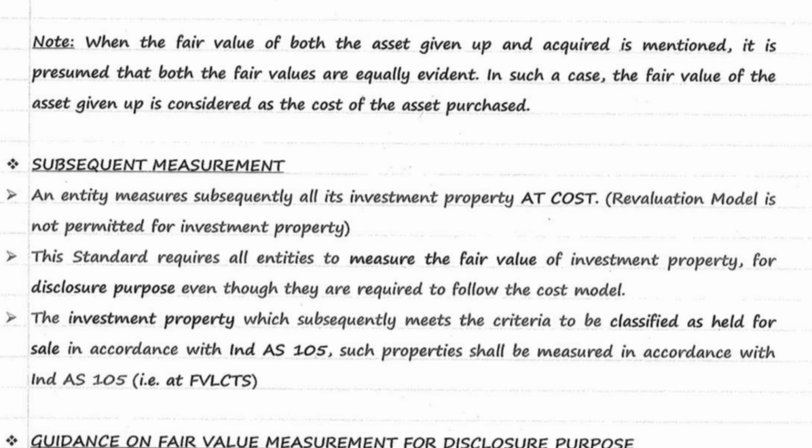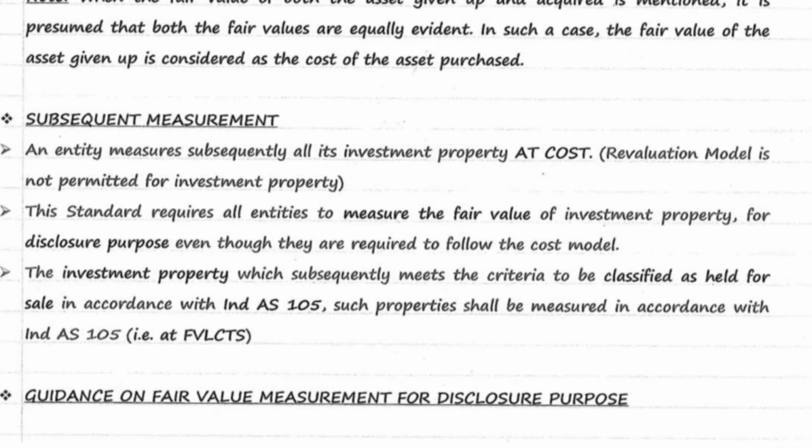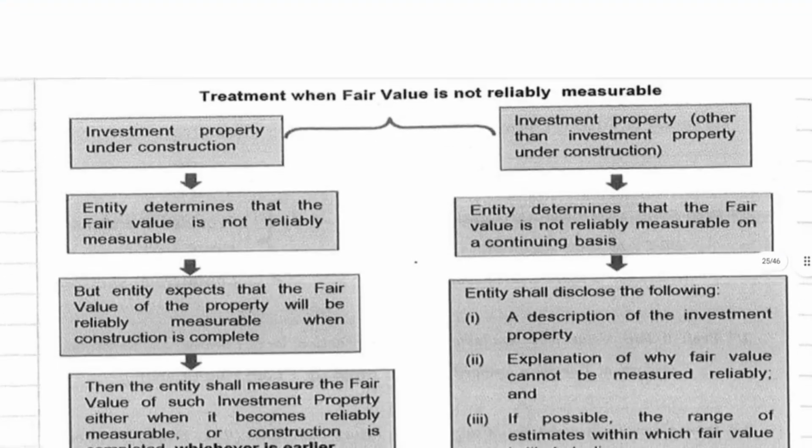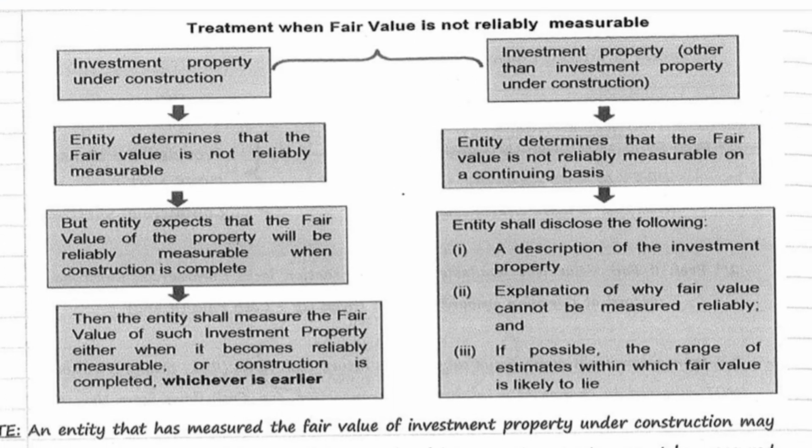Guidance on fair value measurement for disclosure purpose. Treatment when fair value is not reliably measurable. In case of investment property under construction, entity determines that the fair value is not reliably measurable, but entity expects that the fair value of the property will be reliably measurable when the construction is completed. Then the entity shall measure the fair value of such investment property either when it becomes reliably measurable or construction is completed, whichever is earlier.